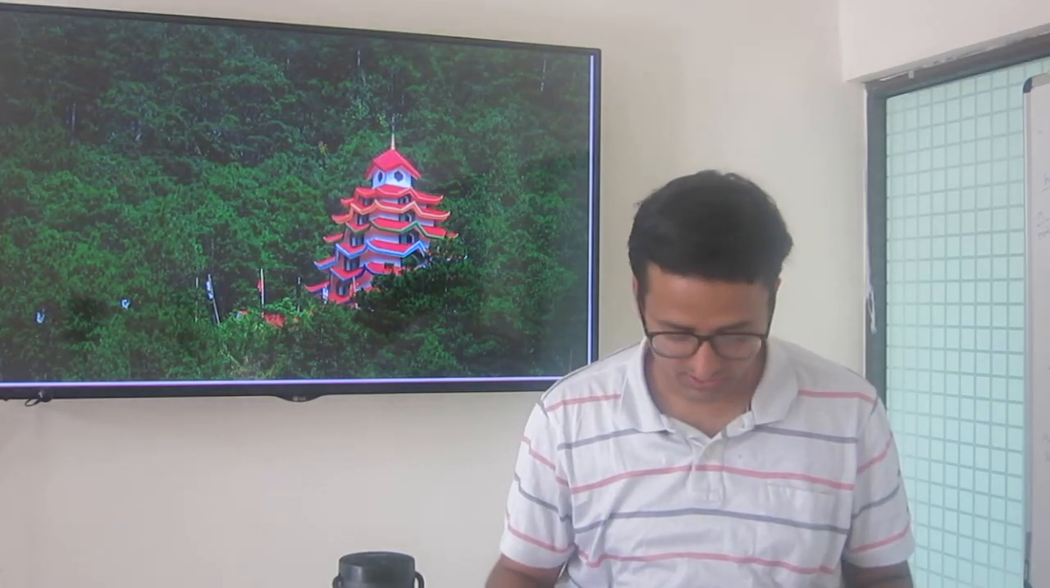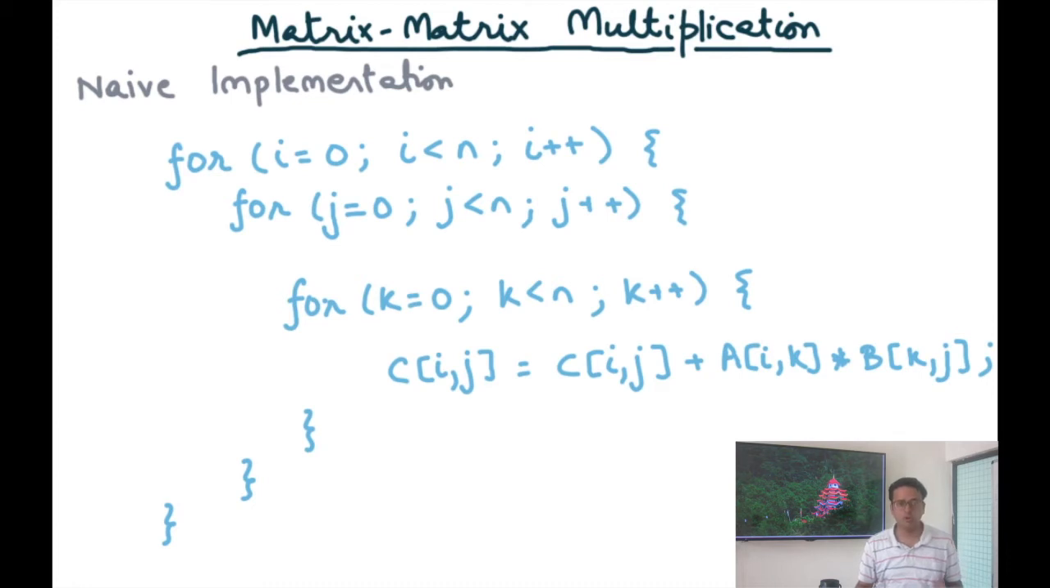So today I'm going to talk about matrix-matrix multiplication. And we are hopefully all familiar with matrix-matrix multiplication. Here is a pseudocode for a naive implementation.